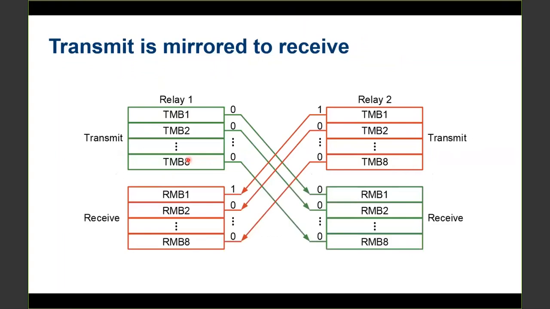Here is one more example showing how the RMB variables reflect the TMB status. In this example, relay number 2 changes the logical status on the TMB1 from 0 to 1. And the other relay, relay 1, will reflect the status of this logical 1 in the RMB1.